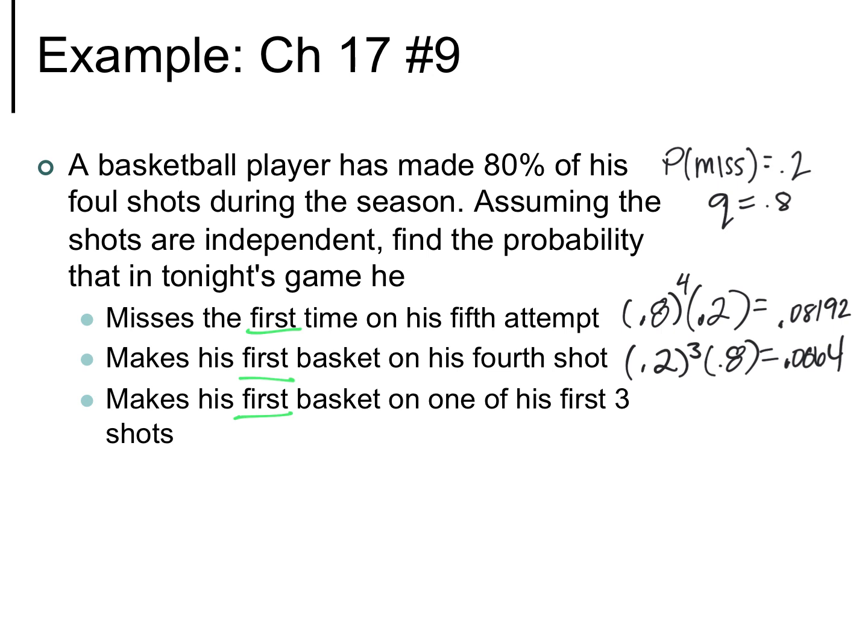Okay. And then makes his first basket on one of his first 3 shots. That means his first basket is his first shot. So that's 0.8. Or he misses and his first basket is on his second shot, 0.2 times 0.8. Or he misses the first 2, 0.2 squared, and his first basket is on his third shot.